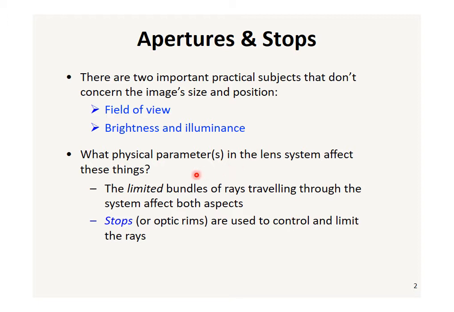The physical things in our optical system that can affect the field of view and the brightness and the luminance are the way that the bundle of rays traveling through the optical system is limited. And the thing that limits the bundle of rays are the rims of the optics, which are considered to be stops, or even additional stops that are placed into the optical system.